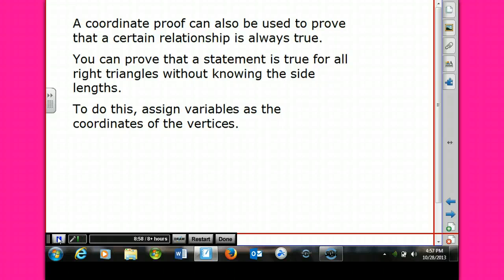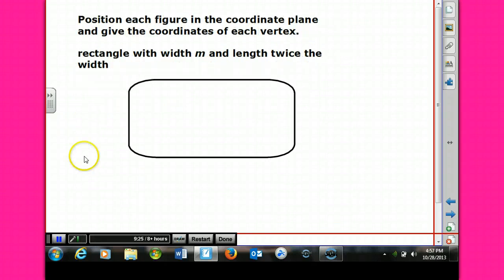Sometimes we use a coordinate proof to prove that a certain relationship is always true. So this is kind of like forming a rule for all right triangles or for all squares. You can prove that a statement is true for all right triangles without knowing the side length. To do this, we would use variables as the coordinates of the vertices, just like we use variables whenever we write rules, right? So let's position a figure in the coordinate plane and give the coordinates of each vertex.